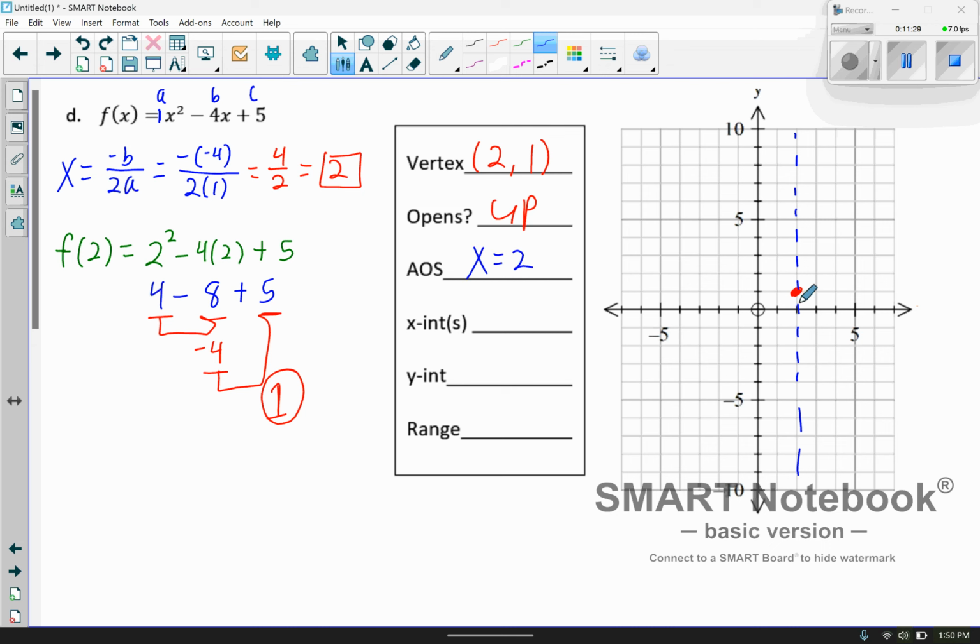Okay, so back to my x-intercepts. As I said, we're going to open up because my a value is positive. So this is not factorable. If we set this equal to 0, so x squared minus 4x plus 5, you're trying to figure out what multiplies to give you 5, but adds to give you negative 4. You're not going to be able to come up with a combination that will do that.